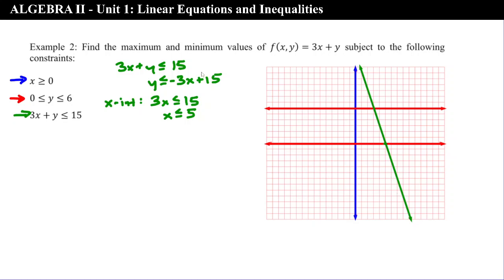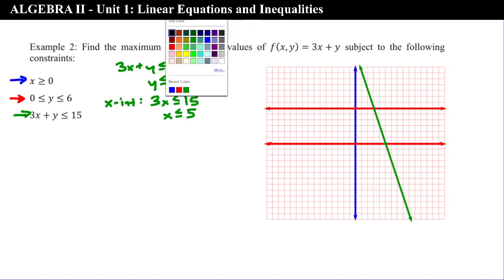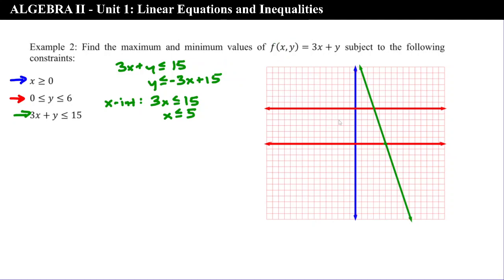Okay? Now, let us find the area that should be shaded. That's our next step. We always like to make sure that we're getting the proper shaded area. Okay? Well, when we do x is greater than or equal to 0, we're going to be shading to the right. y is between these two red lines, and then we are less than on the green line. So our shaded area does happen to be right here in this box.